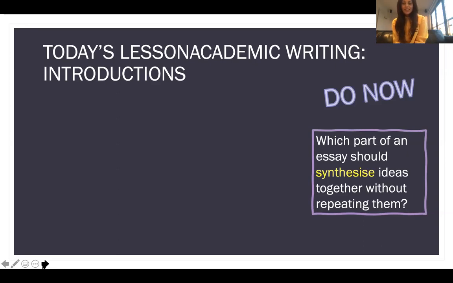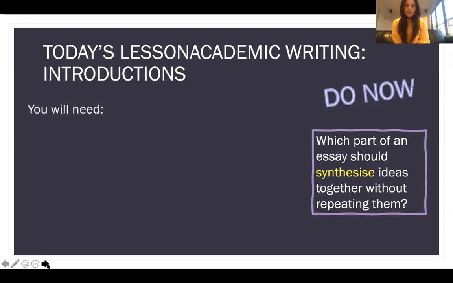Hopefully, thinking back to even when you first started learning about essays in the lower school, you will know that the answer to that question is a conclusion. A conclusion is meant to synthesize ideas in an essay without repeating them.